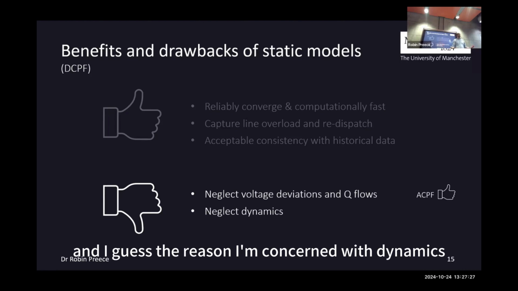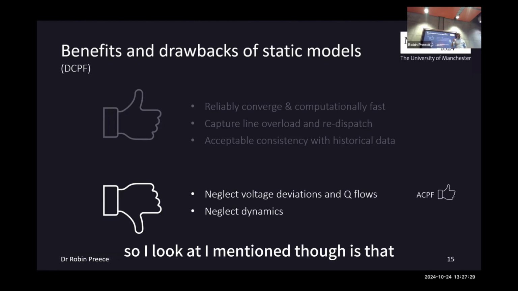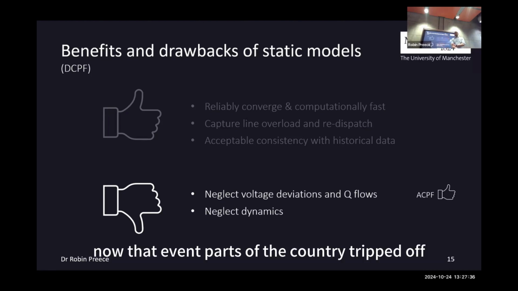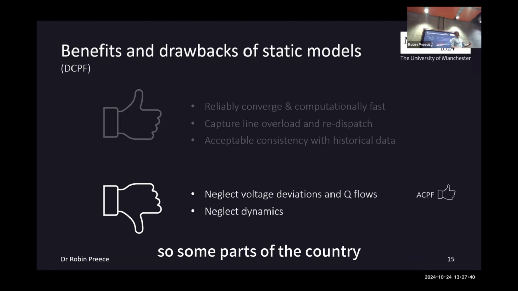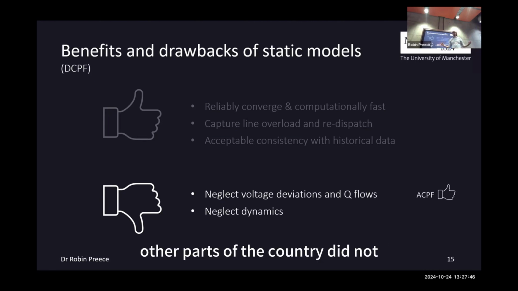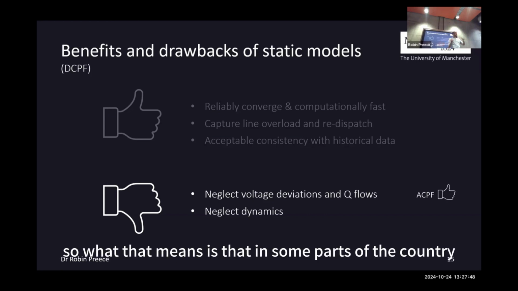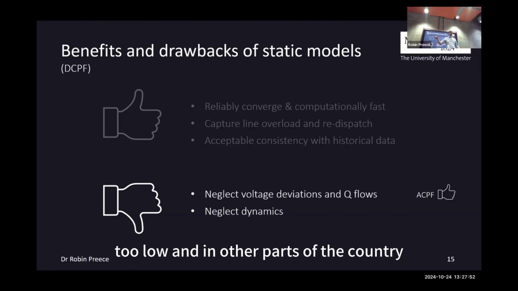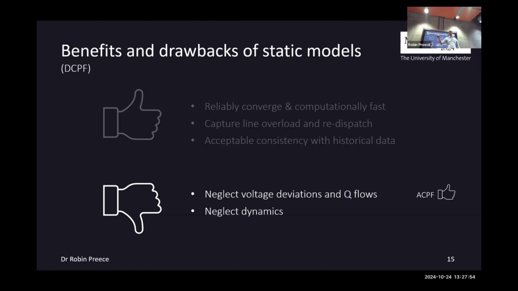And I guess the reason I'm concerned with dynamics, if I look at, I mentioned there was the under frequency event in the UK, 2019. Now, in that event, parts of the country tripped off. So some parts of the country experienced under frequency load shedding. Other parts of the country did not. So what that means is that in some parts of the country, the frequency dropped too low. And in other parts of the country, the frequency never went low enough to trigger that. They all have the same settings.